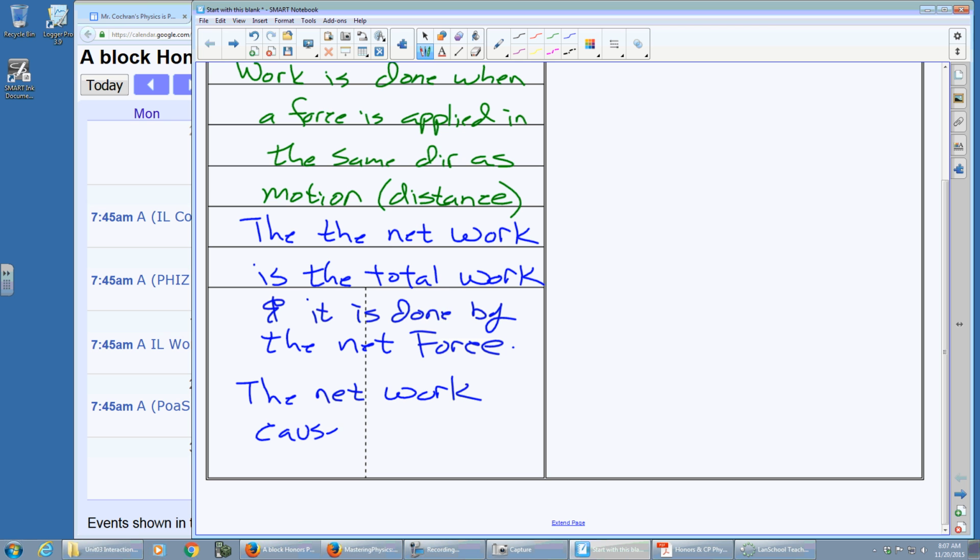the net work causes the kinetic energy to change. So if we were to cite a law, it would be the work-kinetic energy theorem, but it's that the net work causes it to change.